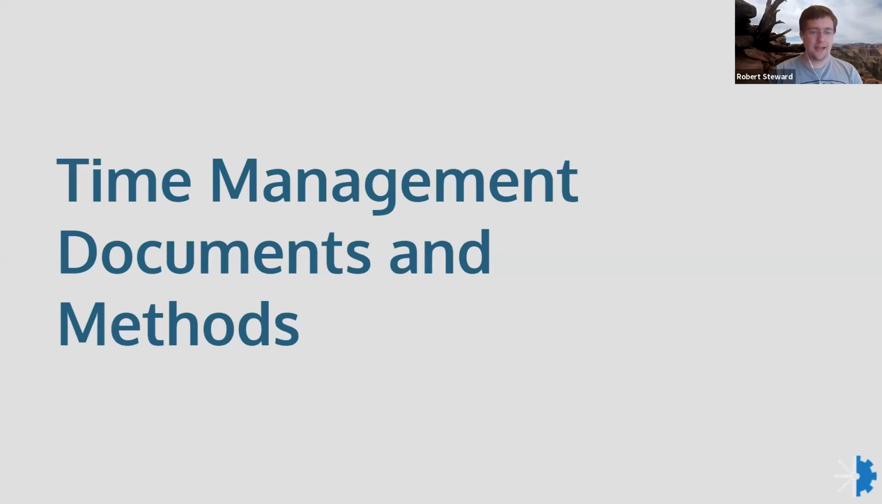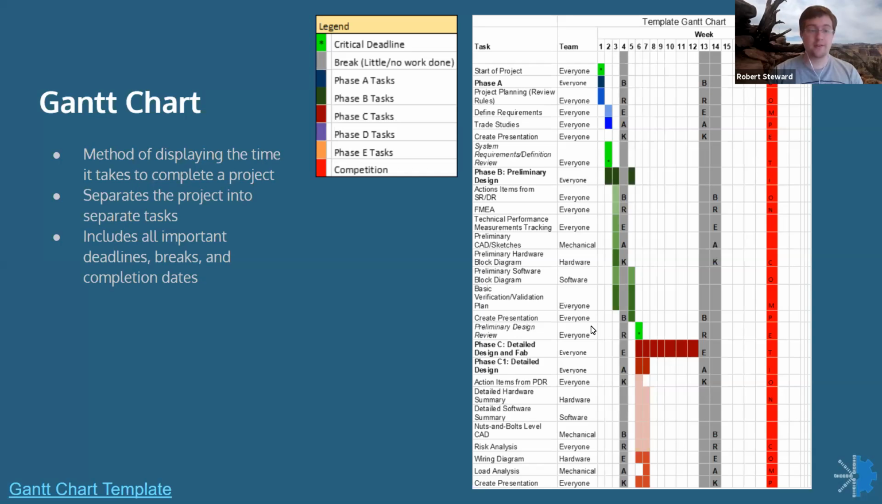Next, we'll actually look at some of the different documentation and methods that can be used for time management. One of the really important ones is a Gantt chart. Basically, it's a way of being able to display your entire project. It'll separate it out into your different tasks and includes all important deadlines.